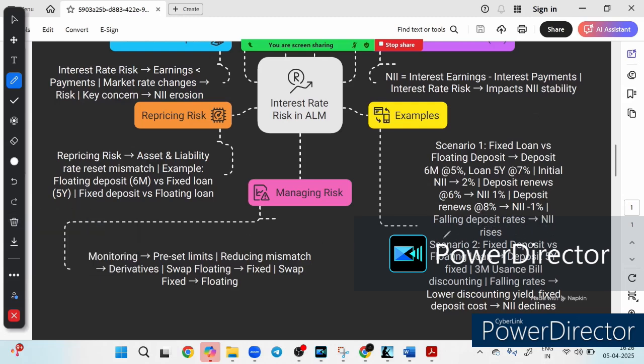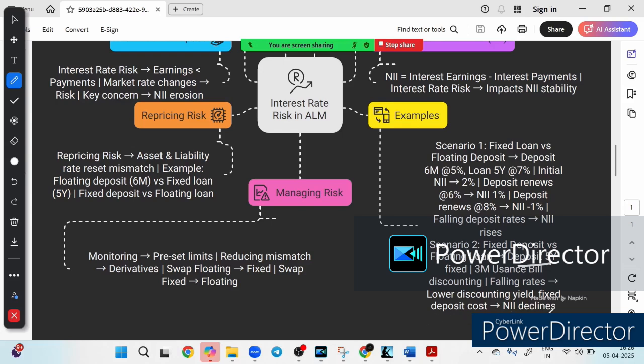Let's look at scenario number 2. We have a fixed deposit versus a floating loan. In the earlier case the loan was fixed, but now suppose the deposit is fixed. Suppose in this case the deposit is for 5 years, which is fixed, and it is funded by 3 month treasury bill discounting. Now suppose rates are falling. What will happen? Low discounting yield and fixed deposit cost, and NII declines.